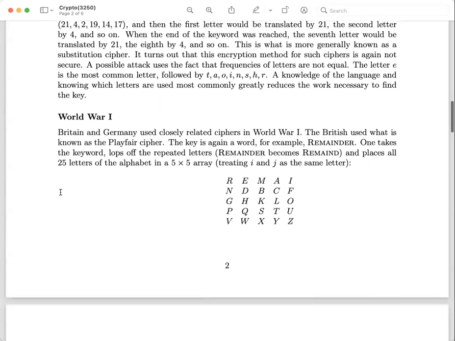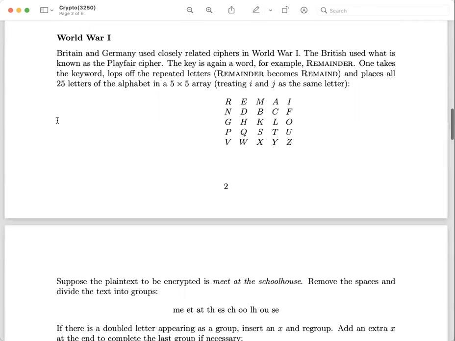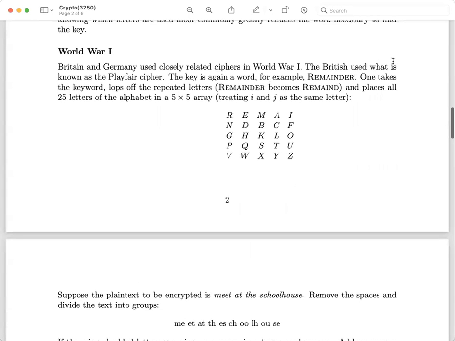Actual ciphers used in World War I were the Playfair cipher, which was used by the British, and then Germany had its own. It looks like a matrix almost, but Germany had its own similar cipher that was used. I will leave the details to you here, but the idea is that you pick a keyword, you delete all the letters that are in the word more than once.